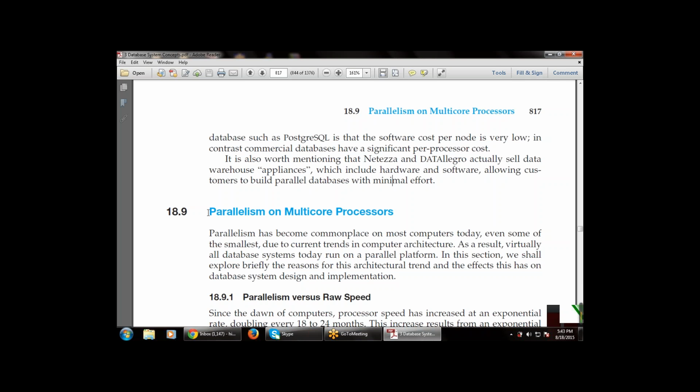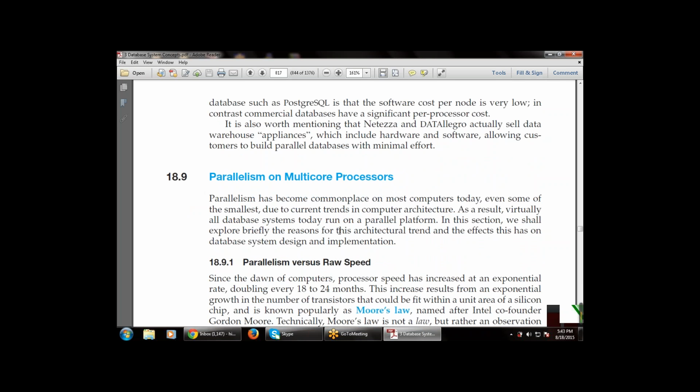Now next is parallelism on multi-core processors. That is, how to provide parallelism on multiple processors. Till now we have studied parallel processing and its main advantage with a single processor. But now how to use parallelism within multiple processors, that is, when there is more than one processor and those processors are also used in parallel. That is parallelism on multi-core processors.